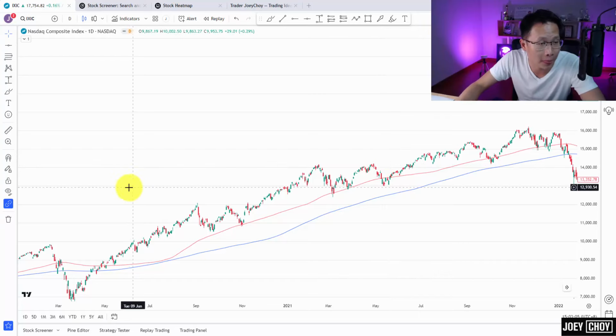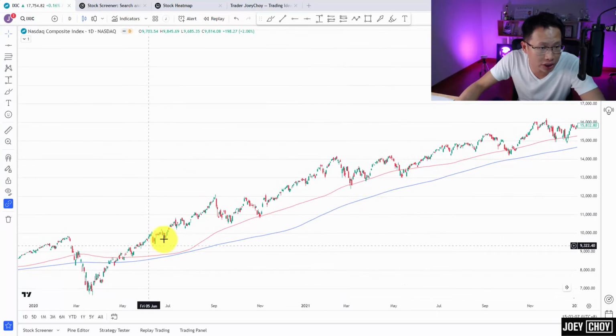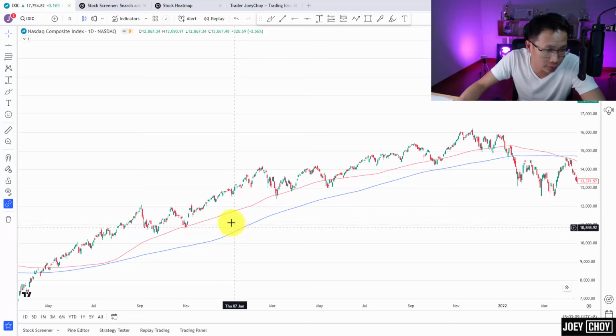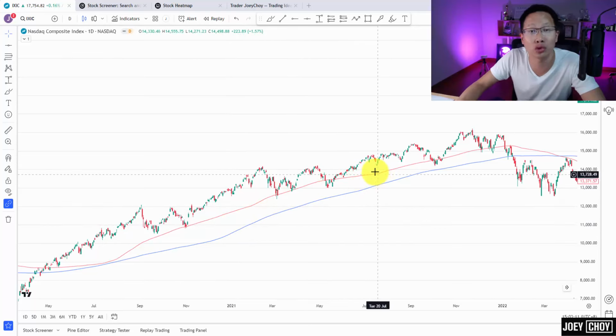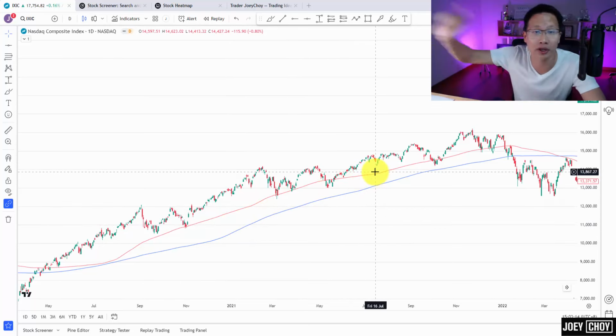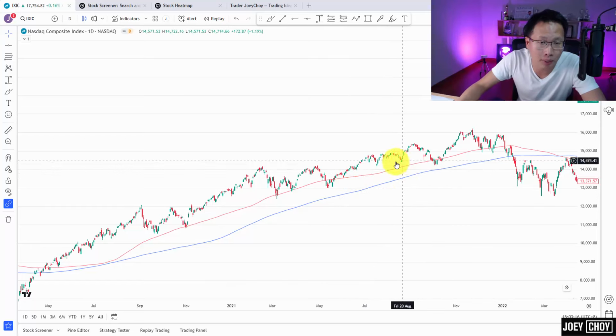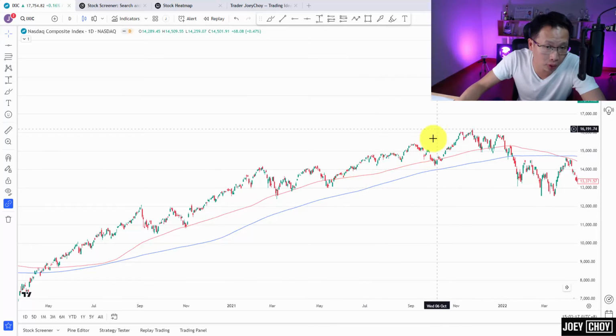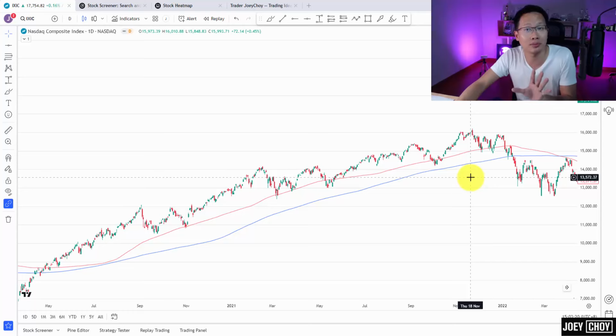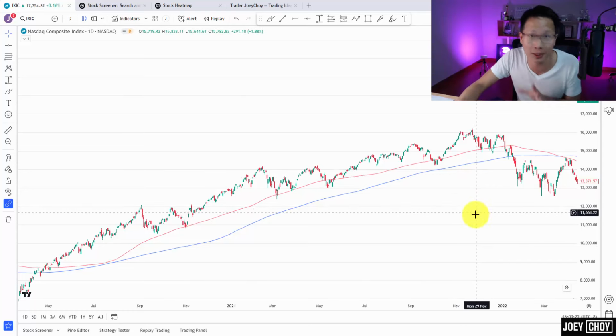You can see for Nasdaq since like 2020 to 2021, this red is above the blue. Both of these two lines are pointing up. So both pointing up, the red is above the blue, plus the prices are more or less above them. We are pretty much in an uptrend. Does it make sense? Just by looking at the two moving averages.